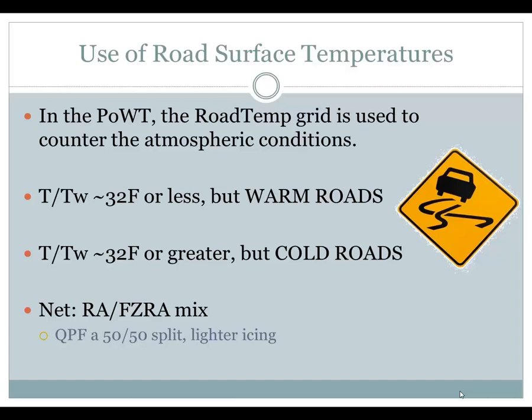And then just the opposite, when your temperature and wet bulb are 32 degrees or warmer, in other words, your air is warm, but your roads are cold, and you might get some freezing rain precipitation because your road temperatures are cold. The outcome for both of these scenarios is a rain and freezing rain mix and a 50-50 split on your QPF. So it will equally be split. 50% of the QPF will go towards rain and 50% of the QPF will go into freezing rain, which will make a lighter icing amount for both of these scenarios.